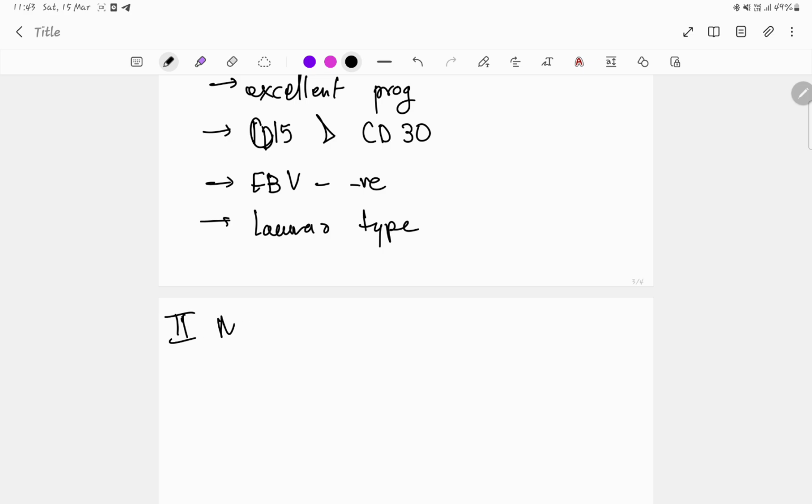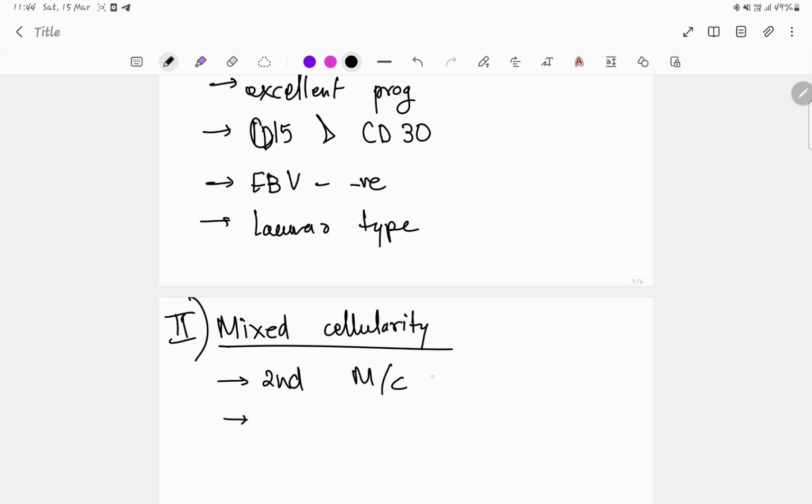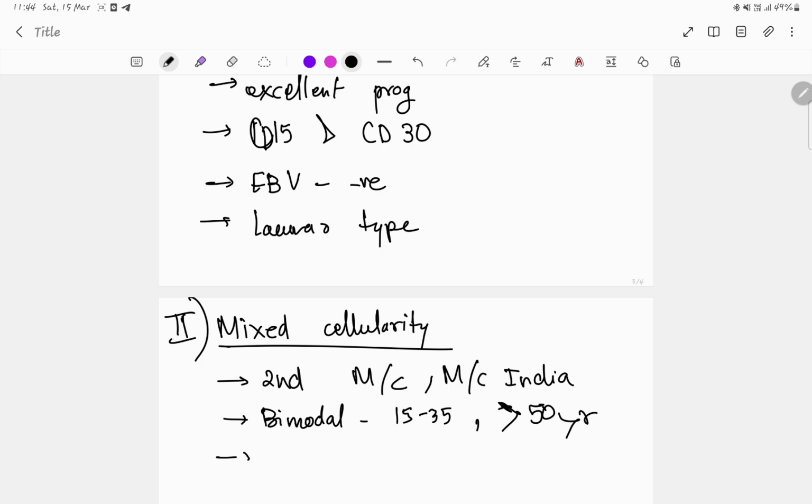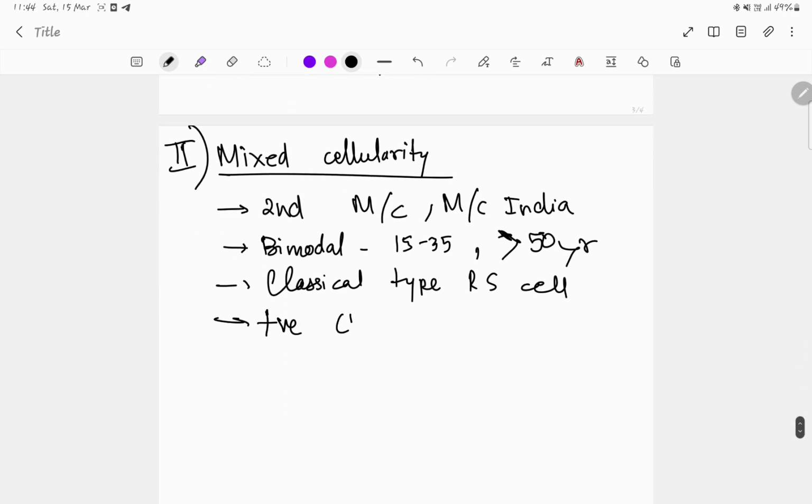Let us talk about the next one that we have, mixed cellularity. Mixed cellularity is the second most common, obviously, and most common in India. It has a bimodal age, like it can happen twice, that is 15 to 35, or it can happen in people who are more than 50 years of age. The RS cells seen here are the classical type, and it is positive for CD15 and CD30. Also it is positive for EBV.